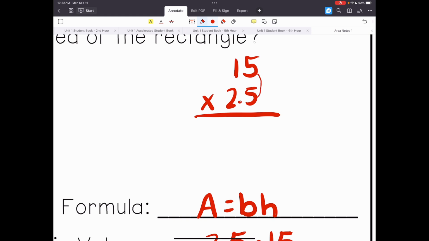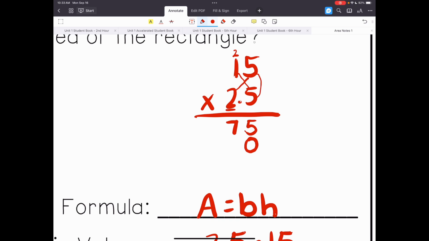5 times 5 is 25. Carry the 2, drop the 5. 5 times 1 is 5 plus 2 is 7. All right, this number is 10 times bigger, so we have to put a 0 to hold my place value. Let's do our two problems.